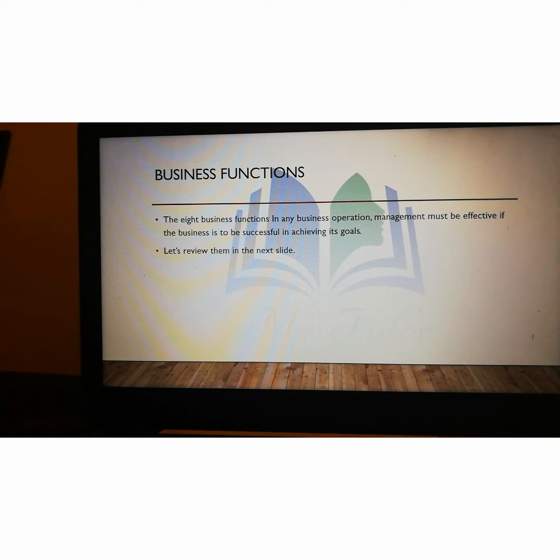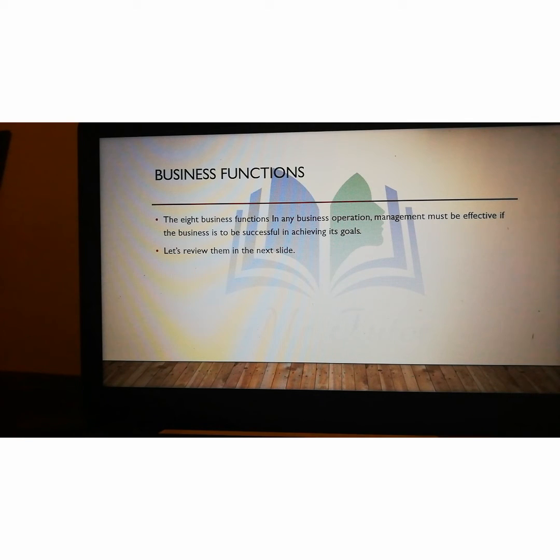So there are also what we call the business functions. I think this is our last objective of the lesson, if I'm not mistaken. Like I said in the beginning of the lesson, there might not be 8 functions, but each and every business has functions that they carry out in order to ensure that the business is always performing at its best. Now the 8 business functions in any business operation or management must be effective if the business is to be successful in achieving its goals.